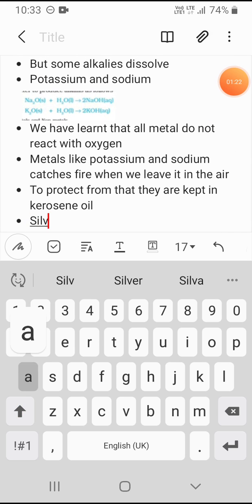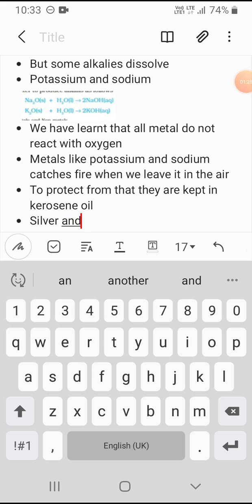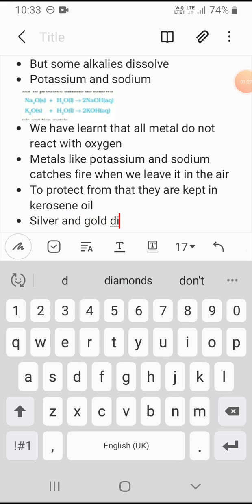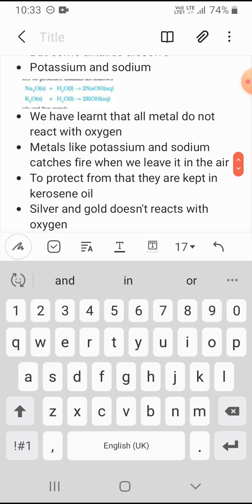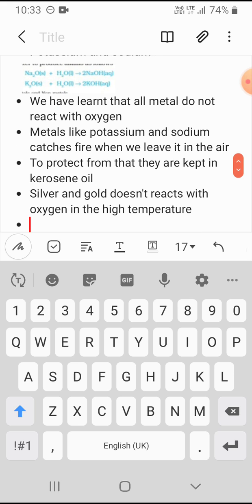Silver and gold do not react with oxygen. Even at high temperature, they do not react with oxygen.